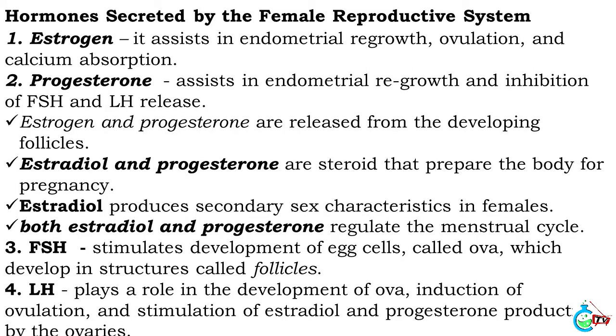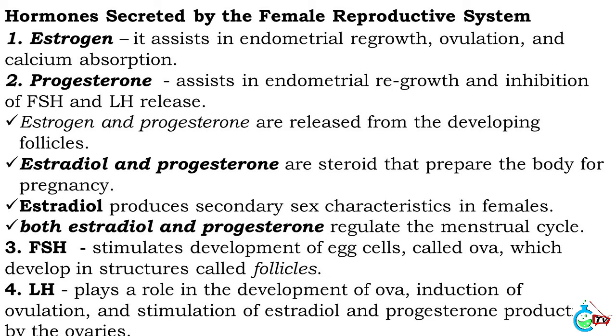Hormones secreted by the female reproductive system. 1. Estrogen. It assists in endometrial regrowth, ovulation, and calcium absorption. 2. Progesterone. It assists in endometrial regrowth and inhibition of FSH and LH release. Estrogen and progesterone are released from the developing follicles.